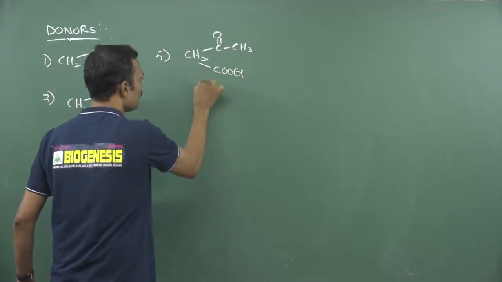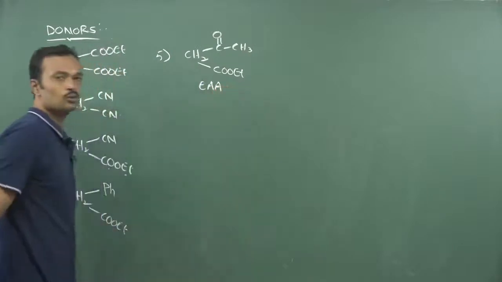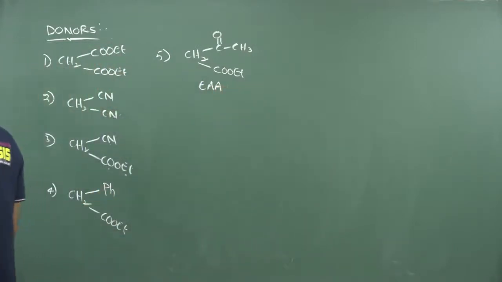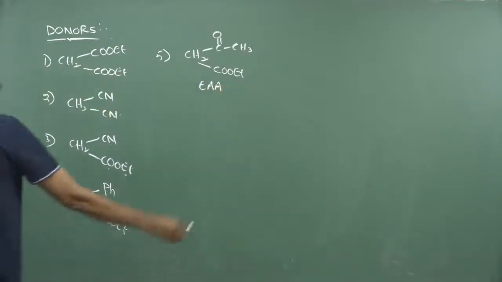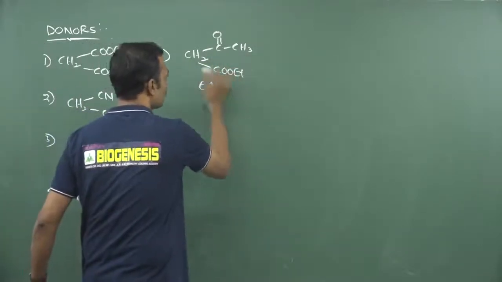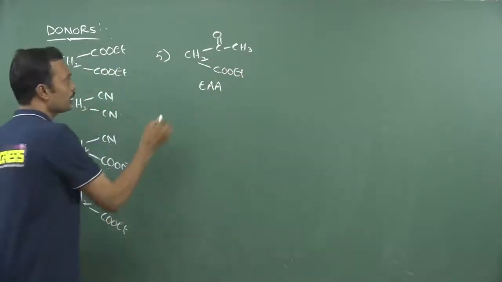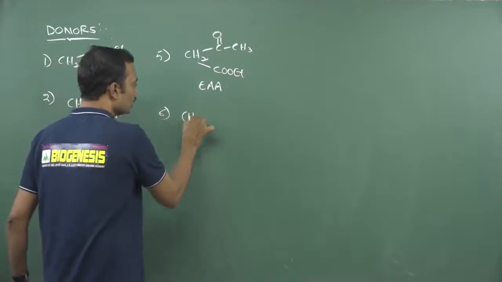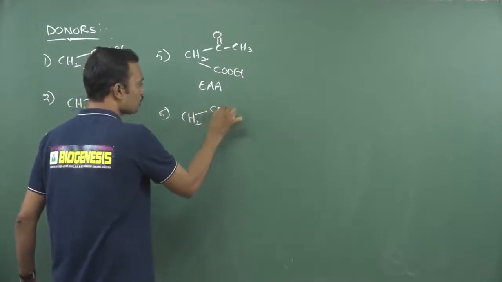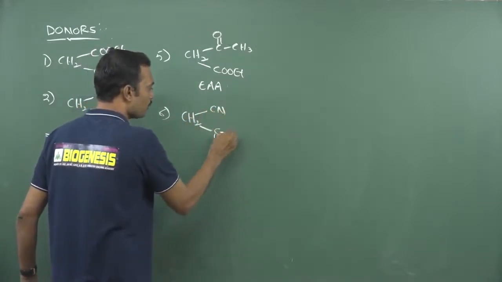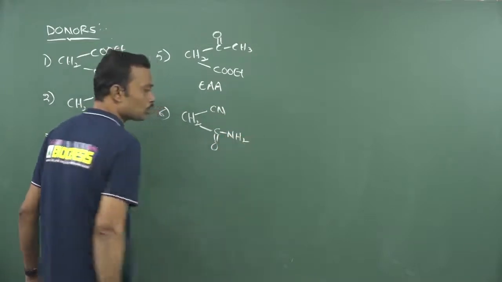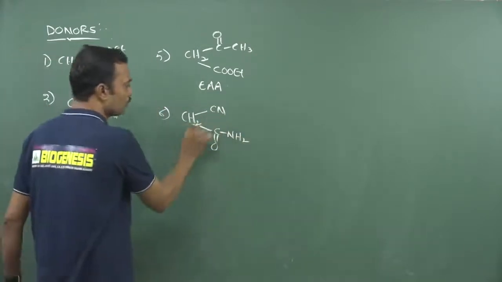This is called EAA, ethyl acetoacetate. Otherwise you can say acetoacetic ester. You can take any one. Now this methylene carbon attaches to cyano. It also attaches to amide. This is called cyanoethanamide.